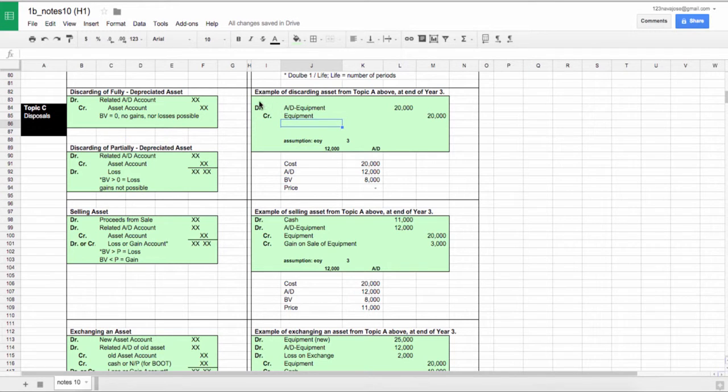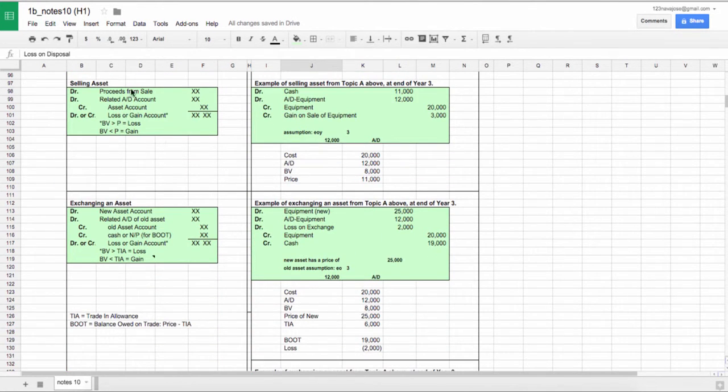Now, if you actually do have some kind of book value and you get rid of the asset, you would have a loss. You would call this a loss on disposal if the asset was not fully depreciated. So that's what you see here. When the book value is more than 0, meaning there's something left to depreciate, and you discard the asset, you would have a loss. This is how you would reflect it in the journal entry.